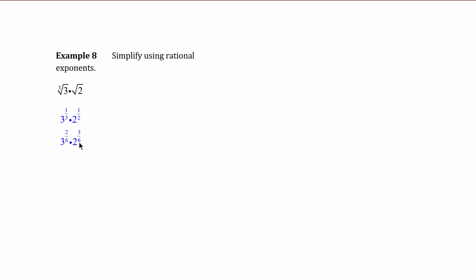Next, we convert this to a radical. We get the 6th root of 3 squared times 2 cubed. From here, we simplify the terms inside the radical. 3 squared is 9 and 2 cubed is 8. So we have the 6th root of 9 times 8. Next, we multiply 9 times 8. This is 72. So our final answer is the 6th root of 72.